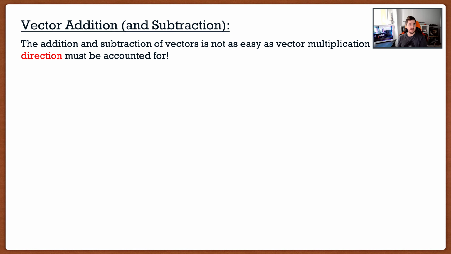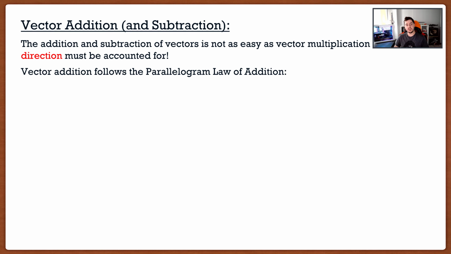So, as we kind of mentioned last time, vectors are a little bit different in that they follow specific mathematical principles for multiplication, addition, subtraction, etc. Now, in the last video, we covered multiplication by scalar, and as we said, it's actually pretty simple. We just scale the vector accordingly and maybe flip the direction if the scalar is negative. Now, when it comes to addition and subtraction, it's a little bit harder than with regular numbers, because as we mentioned, vectors have direction, and this direction must be accounted for. So vector addition, in essence, is going to follow the parallelogram law of addition.